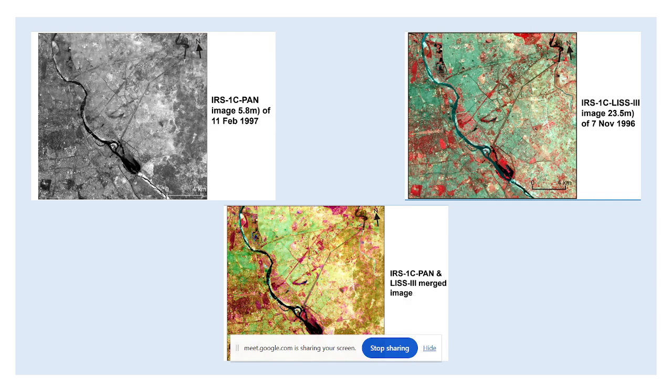So this is the panchromatic image, that is the IRS 1C pan image. Then you have this LISS 3 image. These are all satellite images. This one is black and white in color, and this is a false color composite, RGB, more red and green in nature.